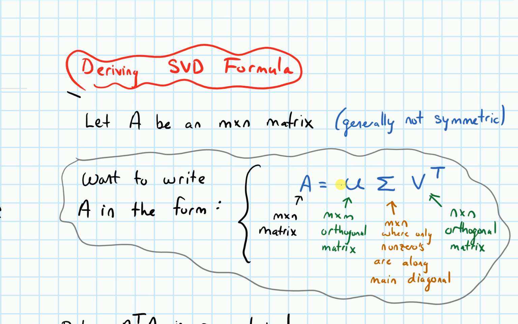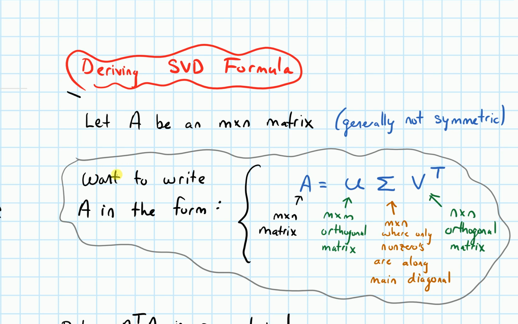A is equal to U times sigma times V transpose, where U is an m by m orthogonal matrix, V is an n by n orthogonal matrix, and sigma is a matrix that's almost diagonal, although it's not necessarily square. It's going to be the same size as A, so m by n. But just like a diagonal matrix, the only entries in it that are allowed to be non-zero have to be along the main diagonal.